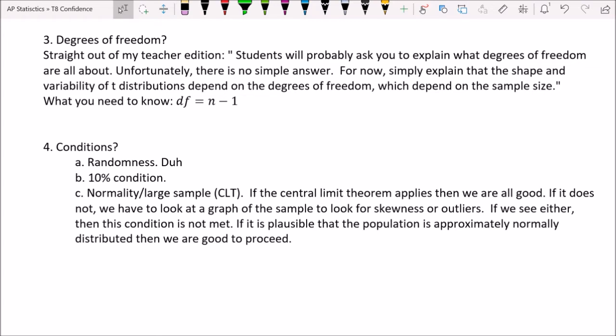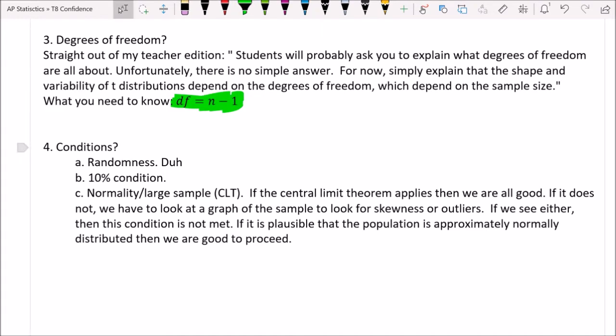Now, y'all, that's the stuff I kind of already explained. If you need to know more about degrees of freedom, it's a little bit bigger topic than we have time for in here. But what you need to know, again, this is what you need to know and be able to use it for in this class. Okay, now what about conditions?